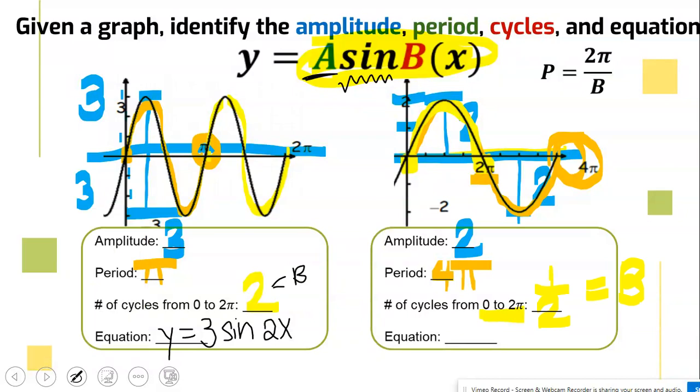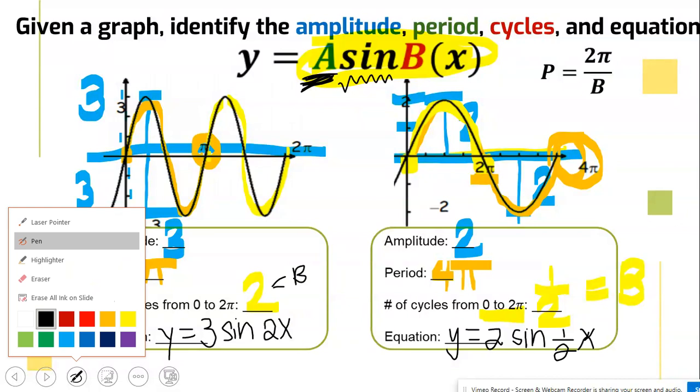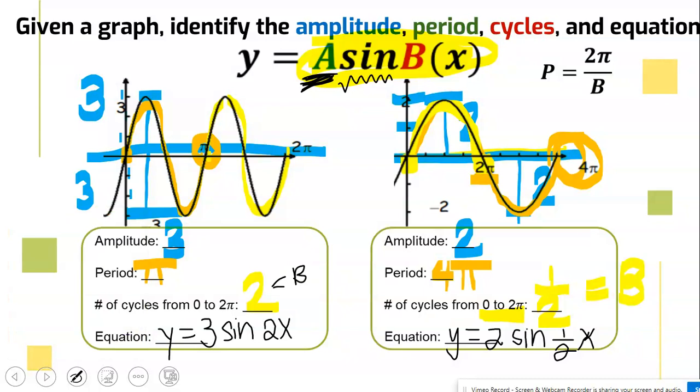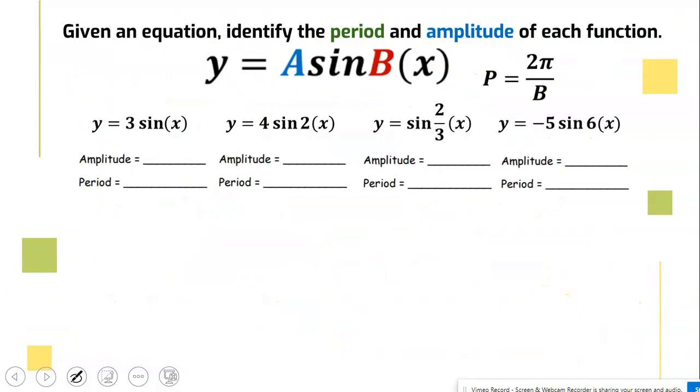So if we're going to come up with an equation, we're going to say y is equal to 2, our amplitude. Write in our trig function. This is sine. This is the only one we know so far. And then B, how many cycles? 1/2. Don't forget the variable x. Sometimes instead of x, we'll use theta. Sometimes they use the variable t for time. Whatever the variable is, that has to come next. All right, let's keep chugging along.